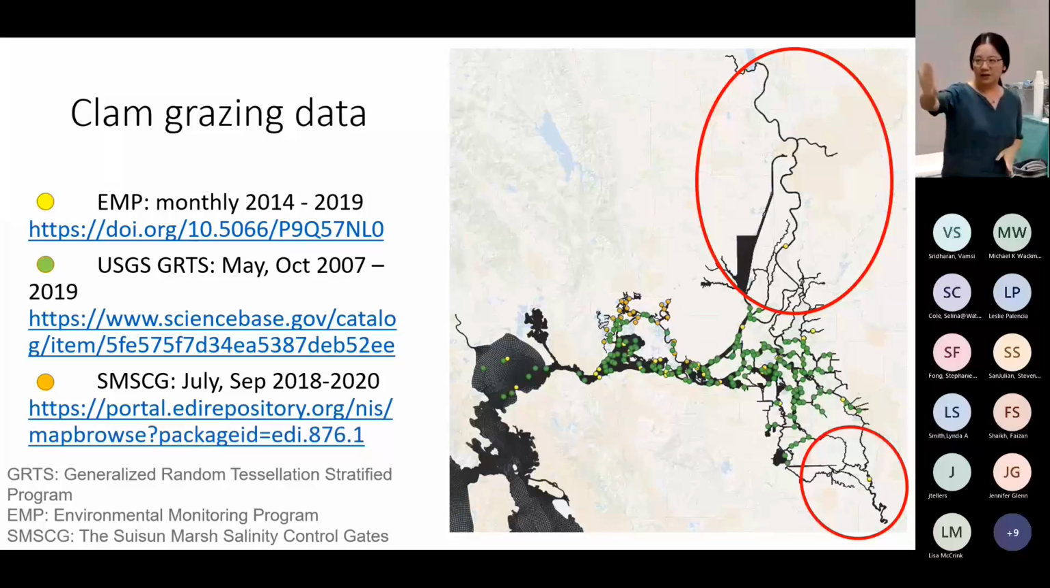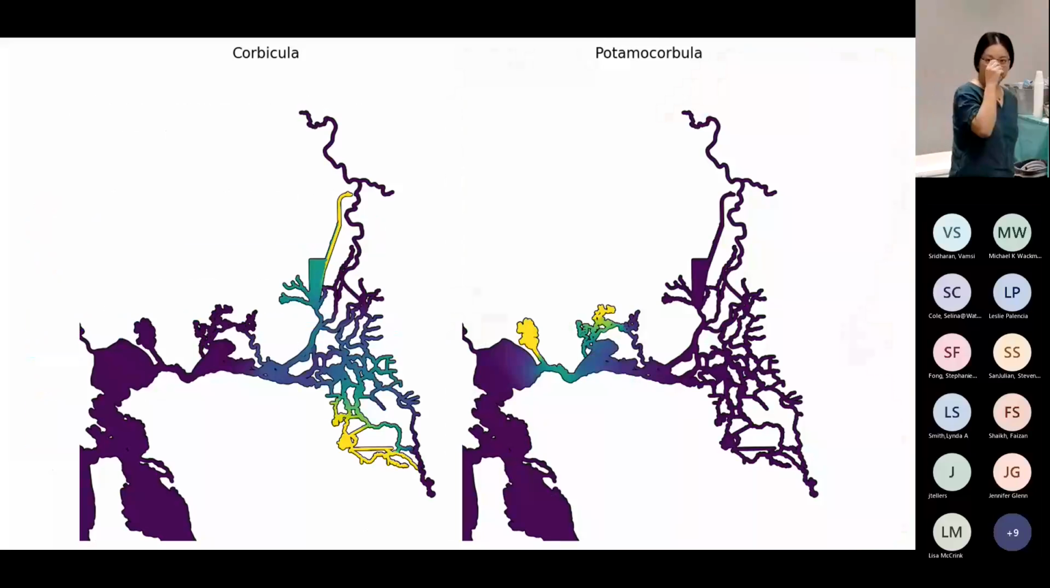And then we also didn't have much coverage in the South Delta region. Another thing is that unfortunately this data set stops in 2019, which means afterwards we will have to make some assumptions for now. There are 2 types of clams in the system, Corbicula and Potamocorbula, and we just did a spatial interpolation basically using the observational data.